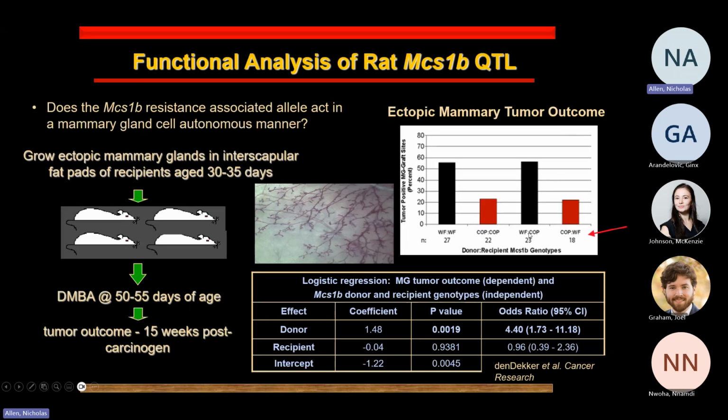And it's still susceptible. So this means the host isn't controlling the susceptibility. But if we take the resistant mammary gland and put it into the susceptible host, we are transferring in that mammary gland something inherent, already developed in those mammary cells, that is transferring the resistance. Okay? So these are all different reciprocal donor-recipient mammary tissues, and we're growing these ectopic glands and subjecting them to carcinogenesis and looking for different outcomes.